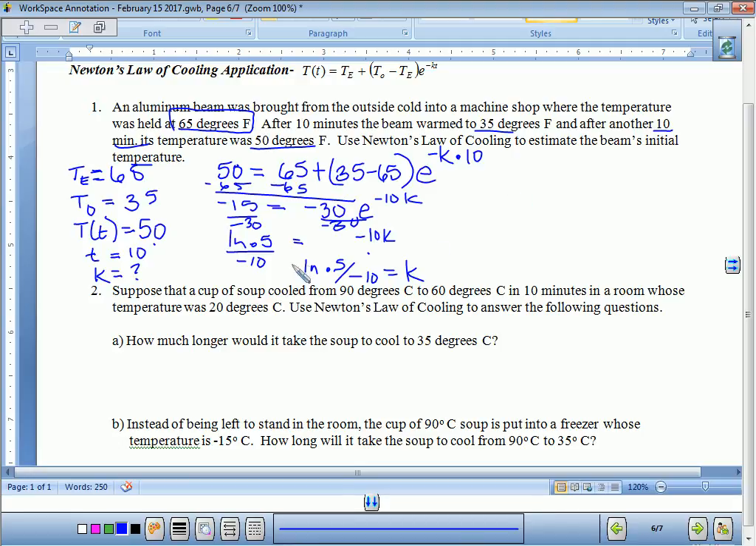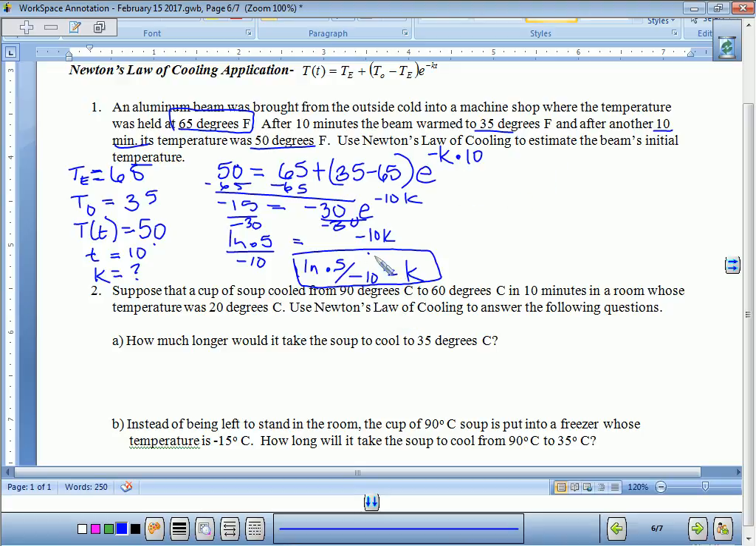What happened to the 30? I divided by it. Yeah, okay, 15 over 30 is 1/2, and you got 0.5. Then you did ln of both sides, and you got ln 0.5, which is negative 10 equals K. That's the answer. No.